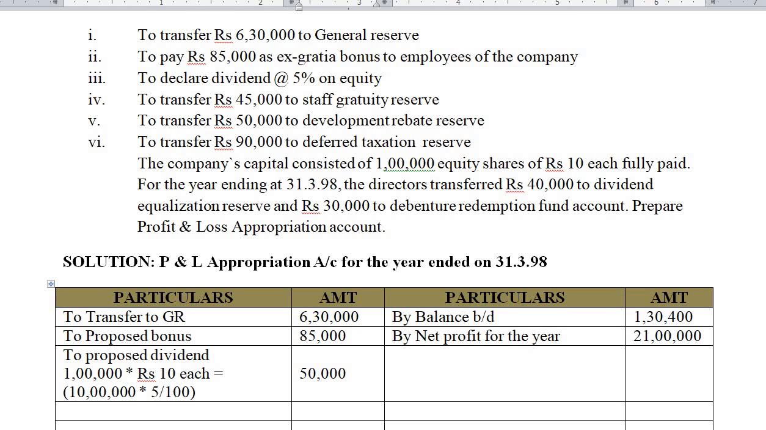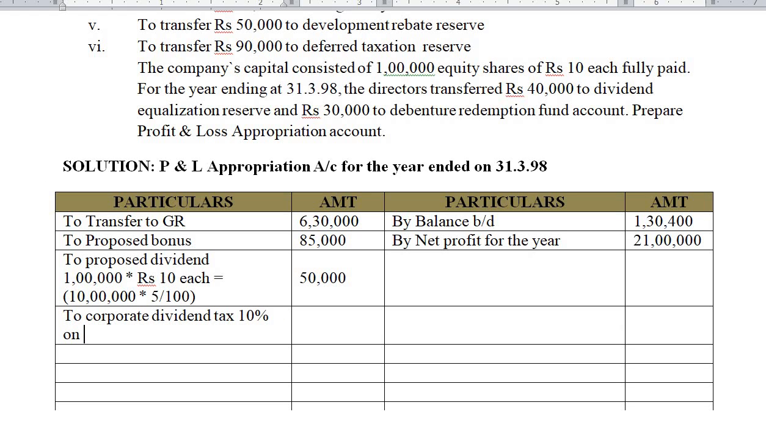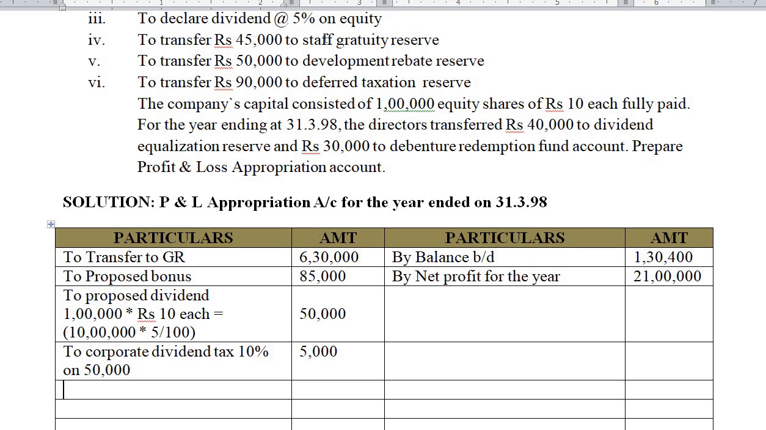As I told you, whenever a dividend is given in the question, you are supposed to provide a corporate dividend tax. Remember that immediately after providing the dividend, you give the corporate dividend tax, 10% on the amount of dividend, on 50,000. When you take 50,000 into 10%, the amount you get is 5,000. That will be provided as corporate dividend tax. Now you have provided the dividend tax after declaring it.